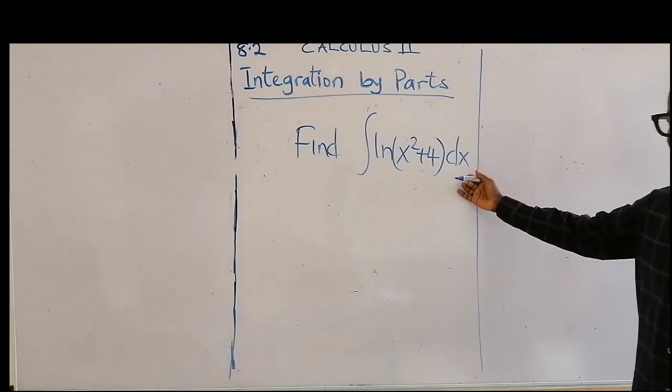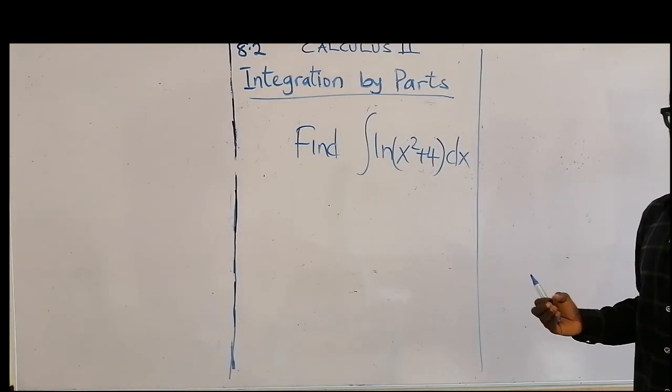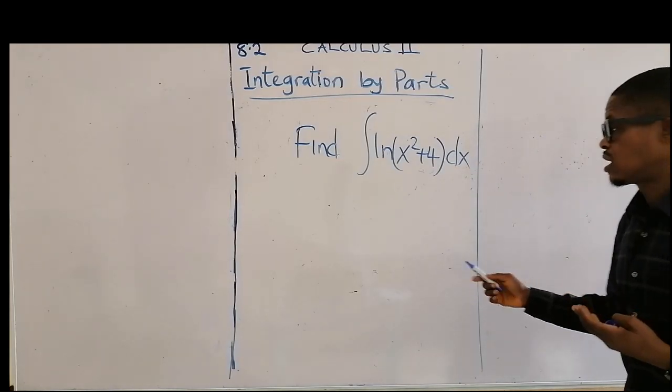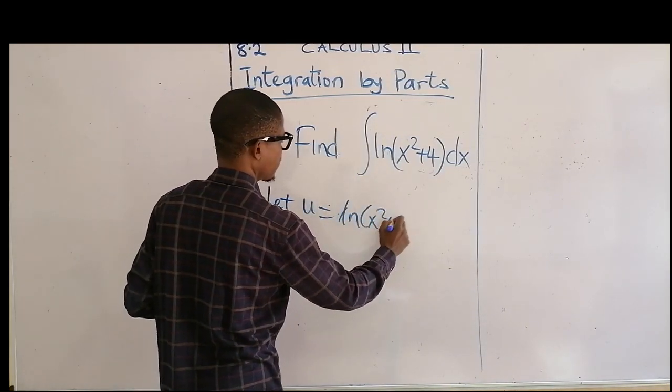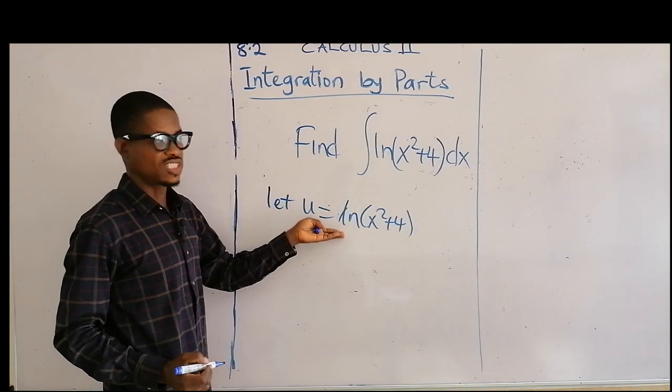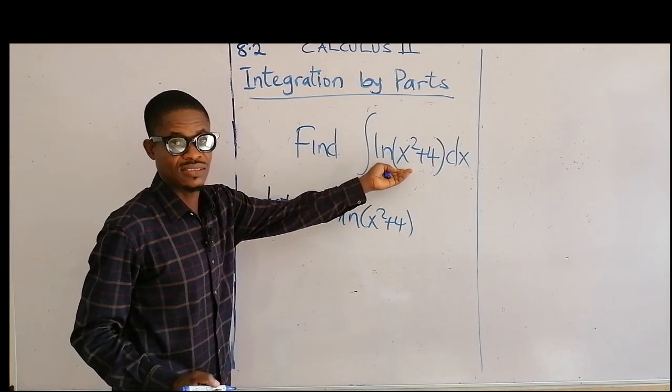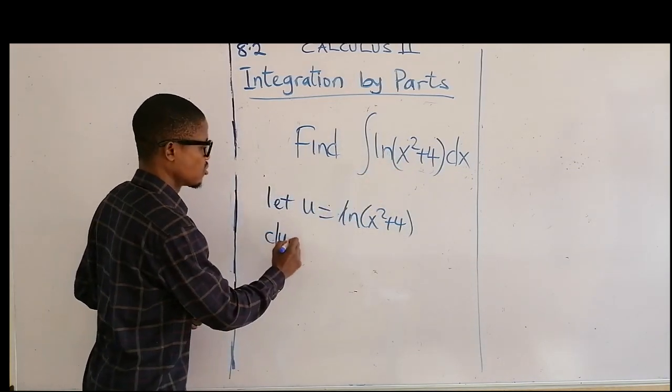Yeah, the next question we have is this. Find which one is u, which one is v. Let u be equal to what? ln of the function, because it is differentiable. Okay, you cannot integrate that. So the u will be equal to what?